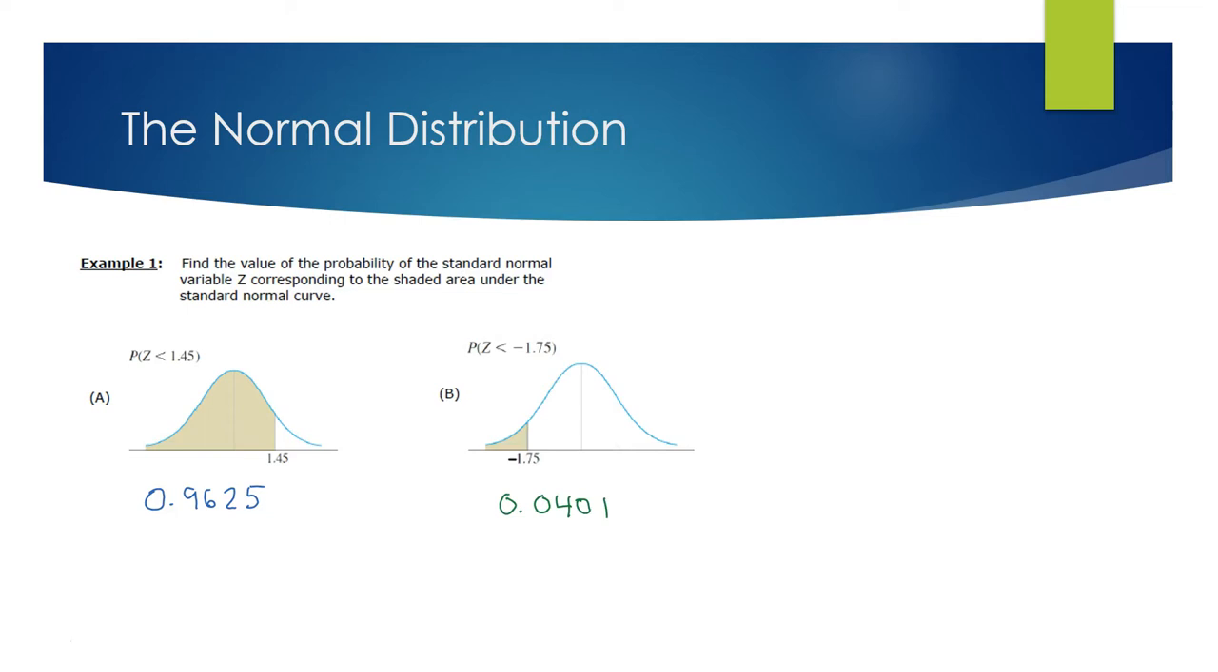For some reason, when I transfer this over to the PDF file, the negative sign doesn't appear on the picture, but keep in mind it's supposed to be there. You're not always going to be given things that have areas to the left. Sometimes you might have an area to the right. Sometimes you may have an area between two values, like this one: the probability that z is between negative 1.32 and 1.74. So try to see if you can figure out a way of solving this.